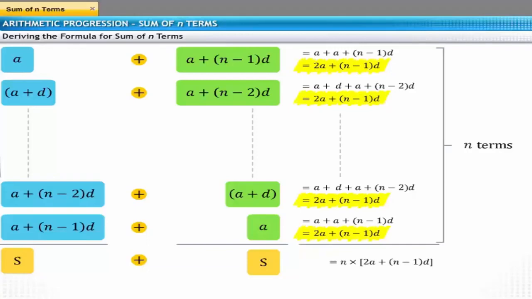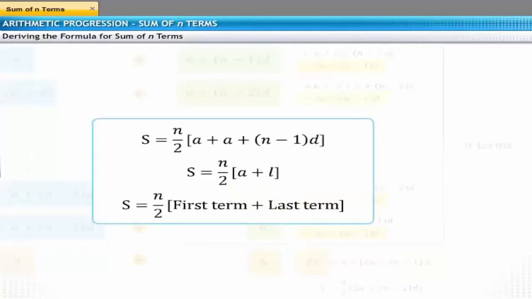As we are adding the two APs, the sum of n terms will be doubled, that is, it becomes 2S. So, to get S, that is the sum of n terms of an AP, you have to divide the equation by 2. Thus, you get the formula for S. S equals n divided by 2 multiplied by 2a plus n minus 1 multiplied by d. On further simplification, you get the sum of n terms in an AP, S equals n divided by 2 multiplied by the first term plus last term.